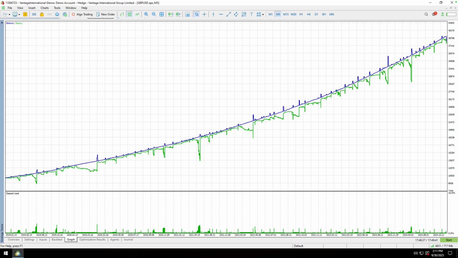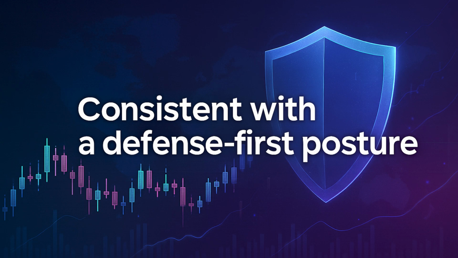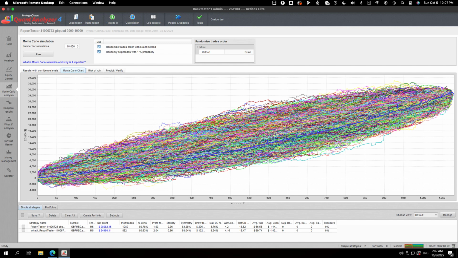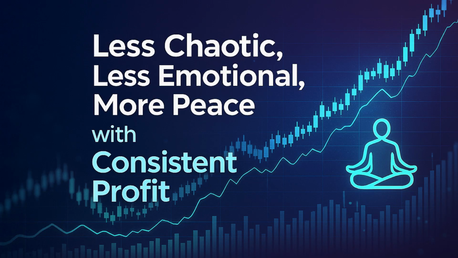Next, the equity curve. It's a steady rising profile with shallow contained pullbacks and no multi-month equity holes. Deposit load spikes are brief and revert quickly, all of this consistent with a defense-first posture. Now, upon examining the 10,000 Monte Carlo simulations, we observe that all 10,000 tests exhibit upward movement. However, our selected strategy displays a consistent curve of profit, less chaotic, less emotional, more peace, consistent profit.